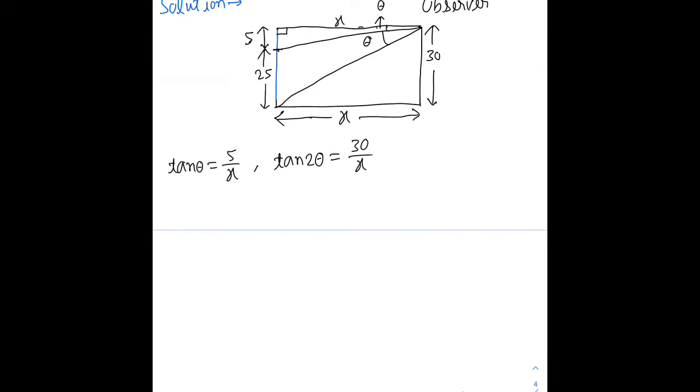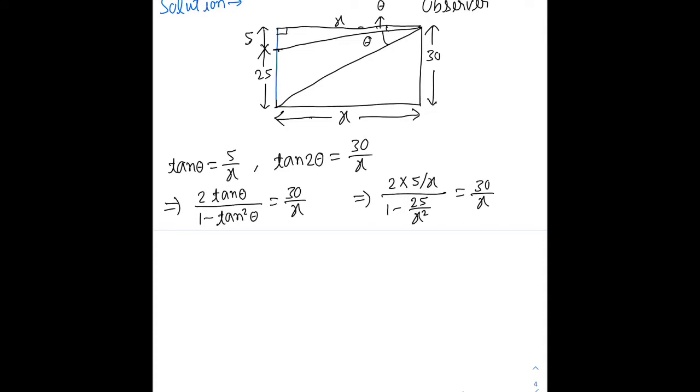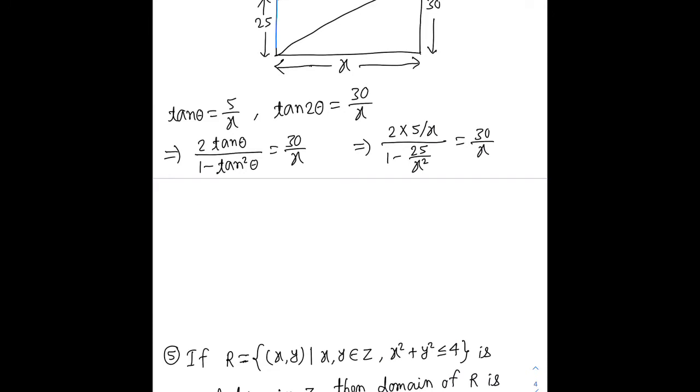So tan 2 theta, all of you know very well, is nothing but 2 tan theta by 1 minus tan square theta. Then in place of tan theta you can substitute 5 by x. So you will get 2 into 5 by x divided by 1 minus 5 by x whole square, and that is equal to 30 by x. Okay, now if you simplify, x and x you can cancel because both are in the denominator. Are you getting it?